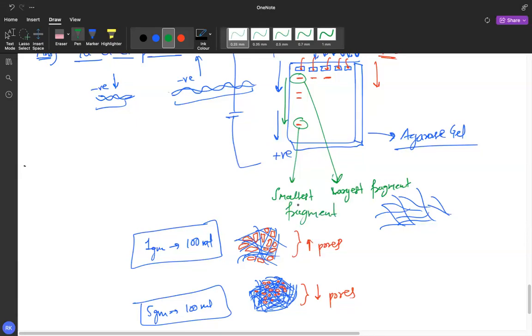Because it has moved the farthest in that mesh, clearly it is smaller. Now, depending on how small your DNA fragment is, you can make a gel which is 1%, 0.5%, 2%, whatever you want, howsoever you want to make the pores bigger or smaller. But still, you will only know that this is smaller and this is bigger. You will not know which is yours.